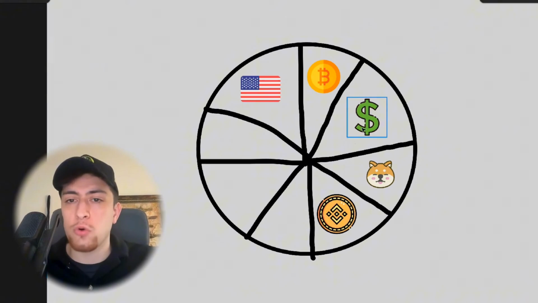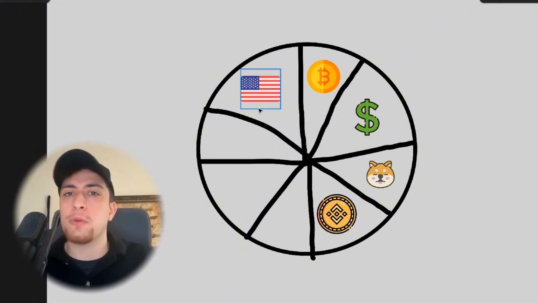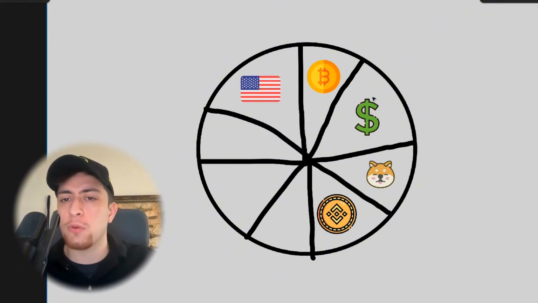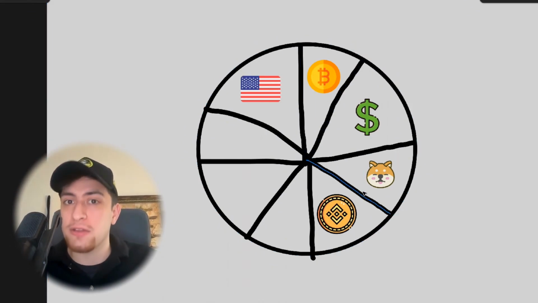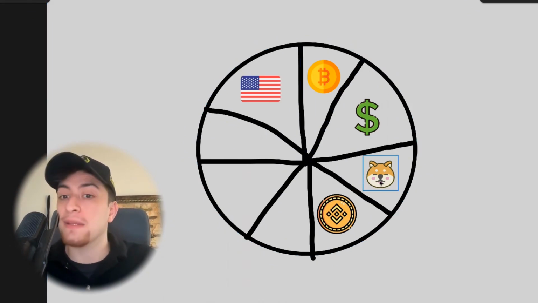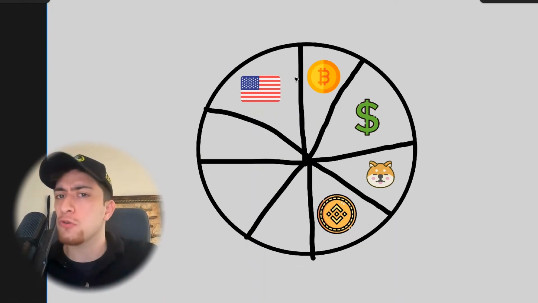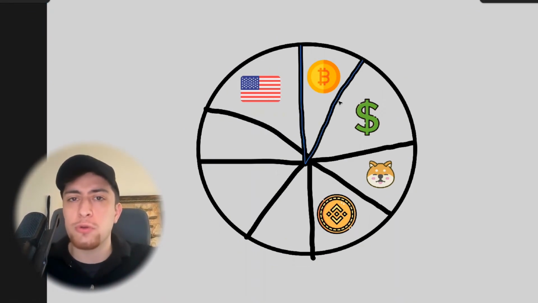Or similarly, all coins have started to rise. We saw an altcoin rally. What will happen then? The dollar percentage will start to decrease because the others will dominate our portfolio, right? Then we trim from these. What do we do? We convert to dollars. So roughly maintaining a certain balance of the basket is very important.